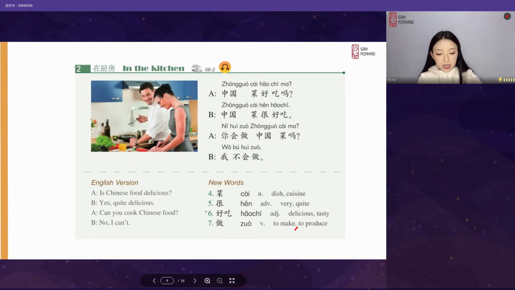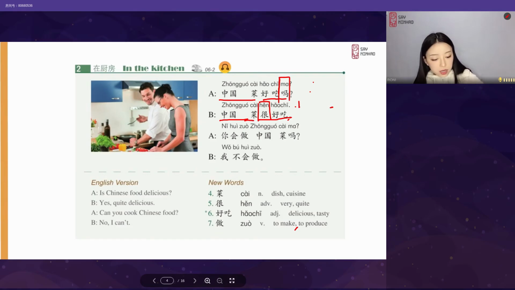Okay, first sentence is 中国菜好吃吗. Without this 吗, 中国菜好吃 is a declarative sentence, which means Chinese dish is very delicious. And if I put this ma after it, then this becomes a question, which means, is Chinese dish delicious? Right? Is Chinese dish delicious? Okay, next be answered. 中国菜很好吃。Chinese dish are very delicious.